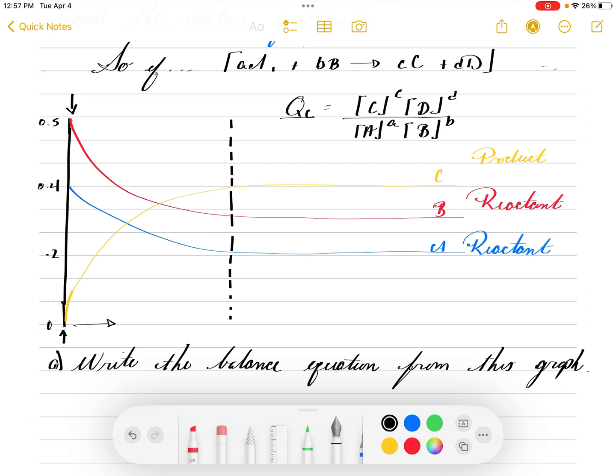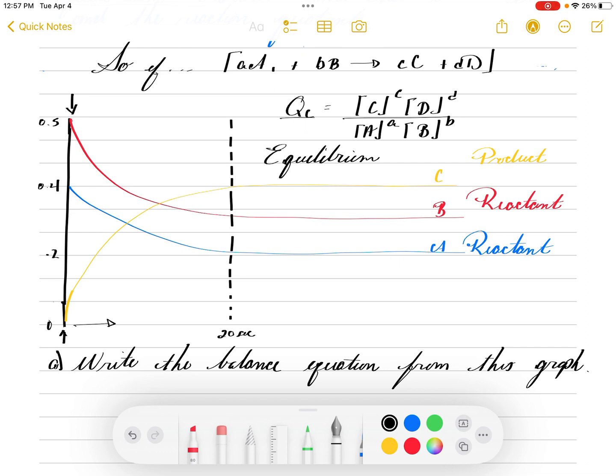As the reaction happens in this direction, the concentration of the reactants begins to decrease as the concentration of the products begins to increase. Now, there's going to be a point right here, let's say at about 20 seconds, where the concentration of the products and the reactants become equal. At this point, this is what we call the equilibrium. This is where everything stabilizes.